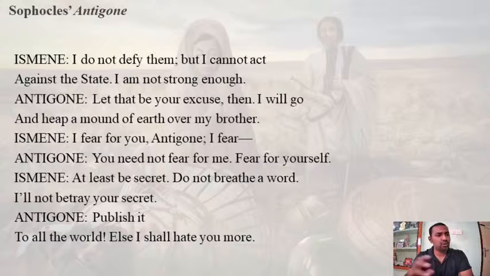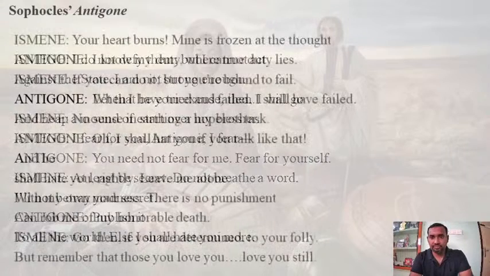So Antigone feels so angry that she wouldn't mind even if Ismene publishes this news to the world. She says, publish it to the world or else I will hate you more. If you don't say this to the world, the public, the king, I shall hate you more.